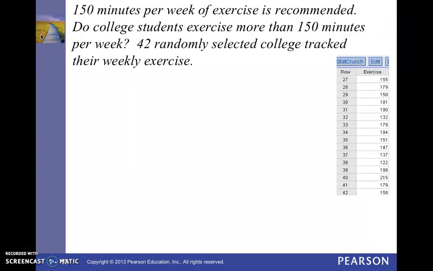So let's suppose that we had something like this. We had 150 minutes per week of exercise as recommended. Okay, so that's the mu, the population, if you will, right? And so we're interested, on our particular campus, do college students exercise more than 150 minutes per week? So what we do is we have 42 randomly selected college students that we have tracked their weekly exercise. So that's what you see over in the right column. Okay, and so we're basically going to be comparing this sample, right, to the population.